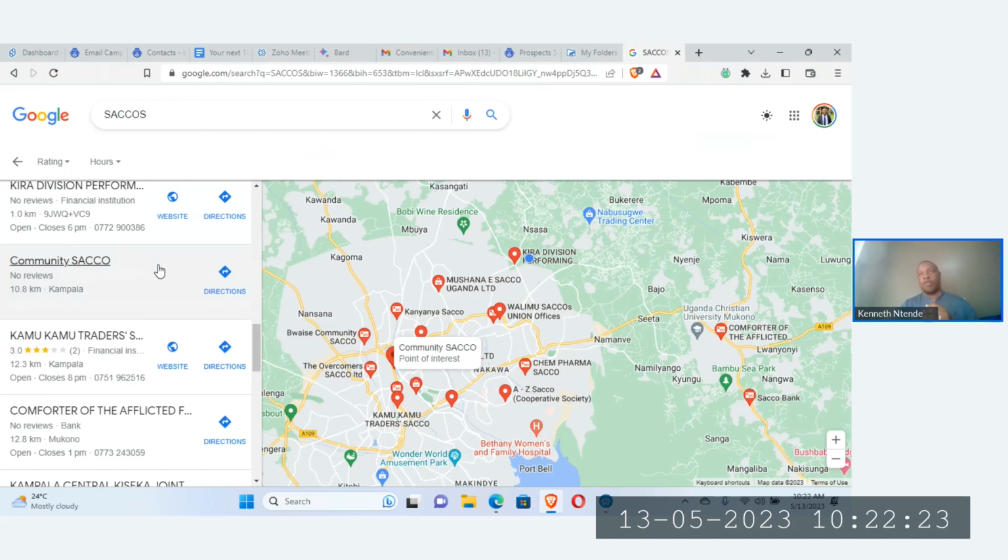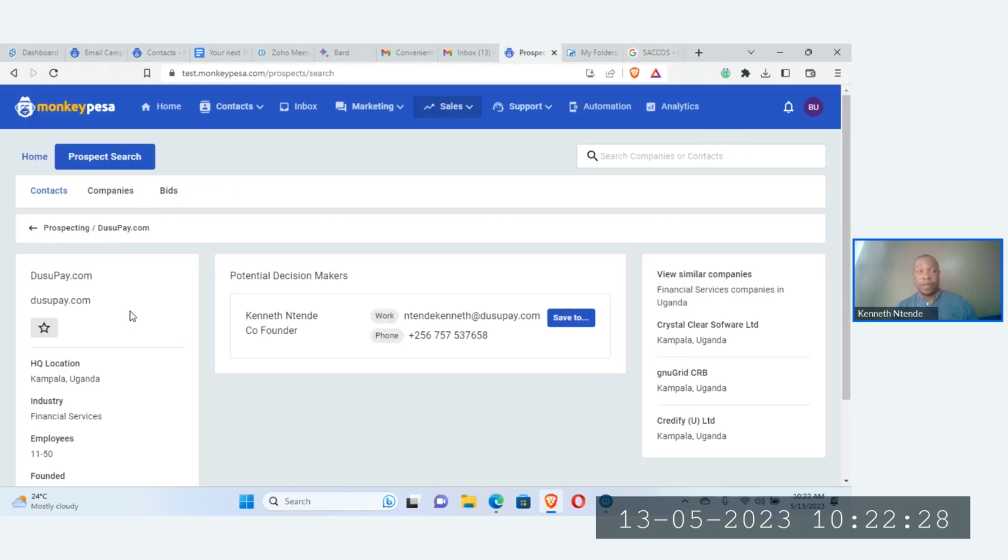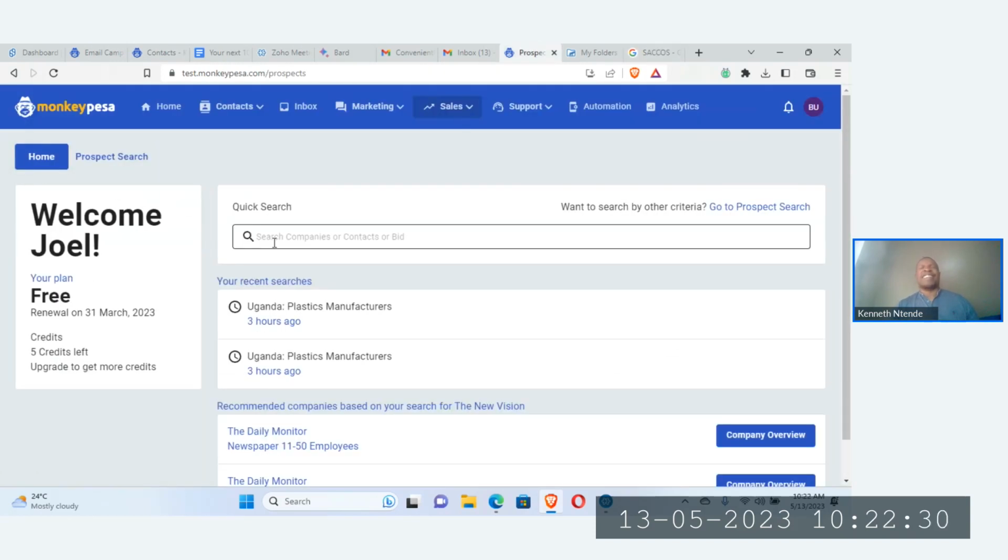Now, the second platform you could use is the Monkey Pesa prospecting tool. We have a new product that's coming up. It has a ton of contacts, business contacts. Ideally, all you would do is search. This is launching actually next week. So if you're interested in test running this, all you do is search any company.